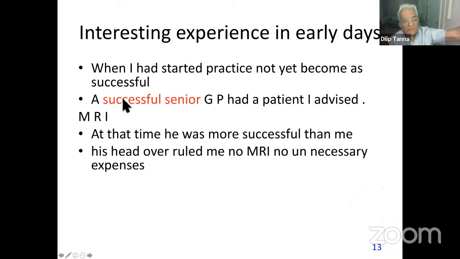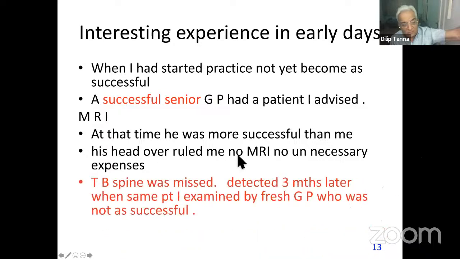An interesting experience from the early days. When I started practice, not yet as successful, a successful senior GP had a patient for whom I advised an MRI. At that time, he was more successful than me. His head overruled me on my MRI: no unnecessary expenses. He was bothered about the expenses; it was not an ego problem. The TB spine was missed. It was detected 3 months later when the same patient was examined by a fresh GP who was not as successful.